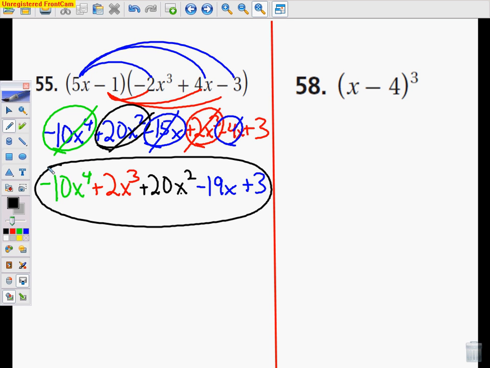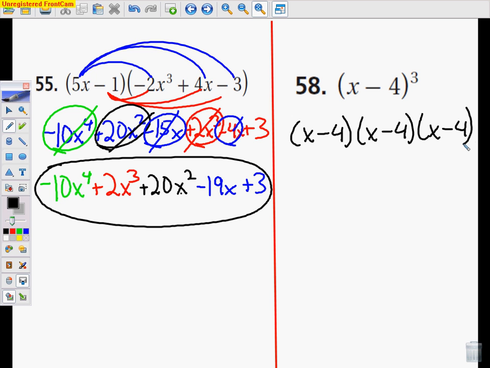All right, next we have x minus 4 in parentheses cubed. Now, just like when we had the exponent of 2, we're going to take this 3 and expand it out. We're going to expand this polynomial. So this is going to be x minus 4 times x minus 4 times x minus 4.